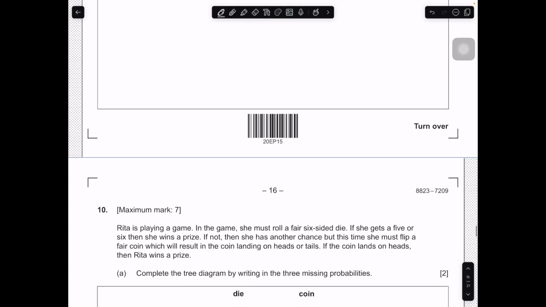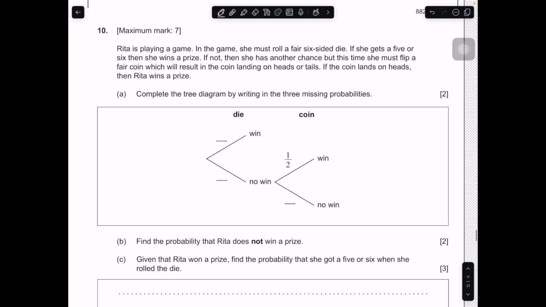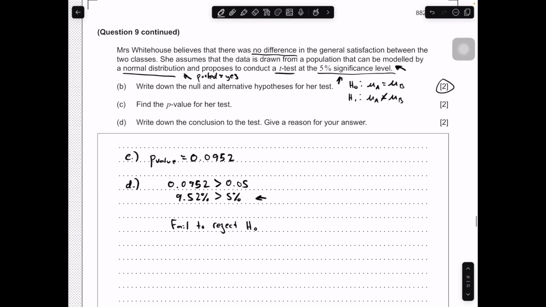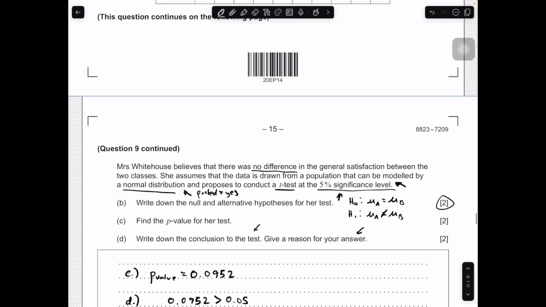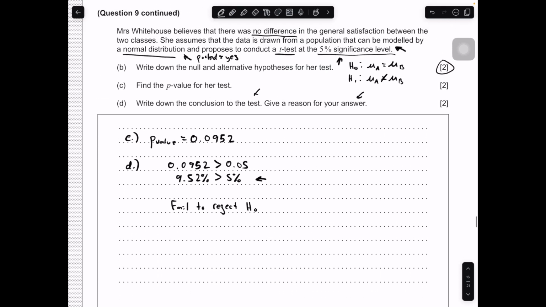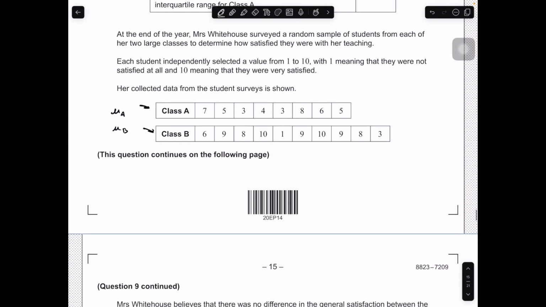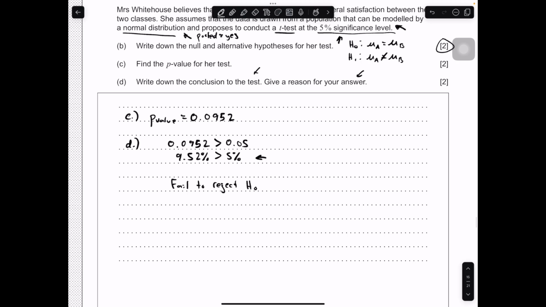Alright, let's keep going. So here we get into more statistics and probability. Rita is playing a game. In the game, she must roll a fair six-sided die. I'm sorry, I'm just going to go back one sec to make sure that there was no context. Write down the conclusion of the test, give a reason for your answer. No, in this case it's okay. I was just thinking sometimes they do ask for contextualization. In this case, there is no significant difference between the satisfaction of Class A and Class B. They just want us to write down the conclusion and give a reason. So here's our reason. This is the conclusion.